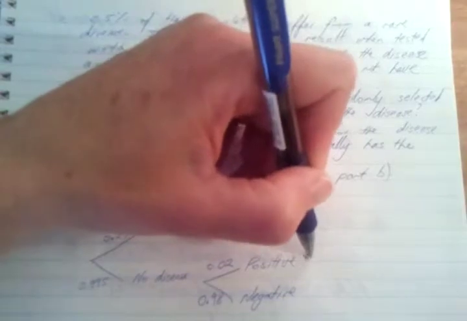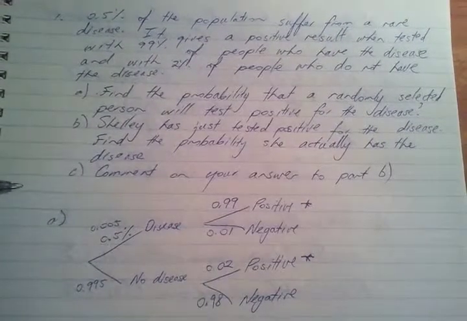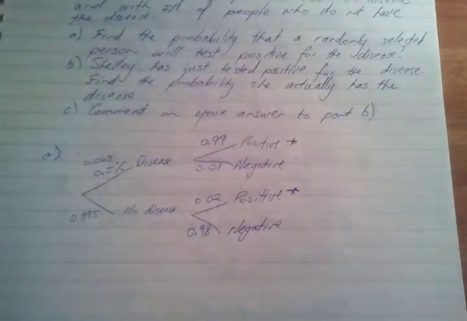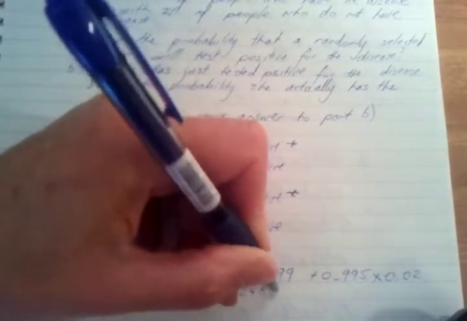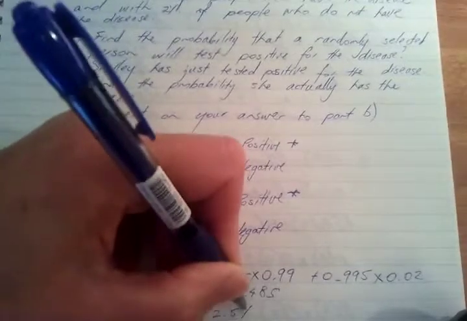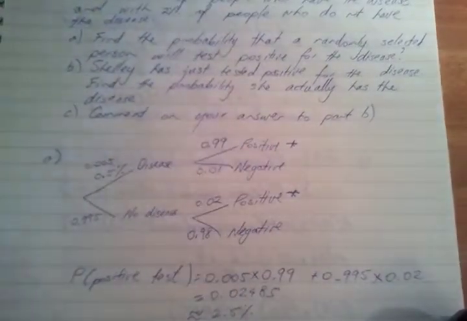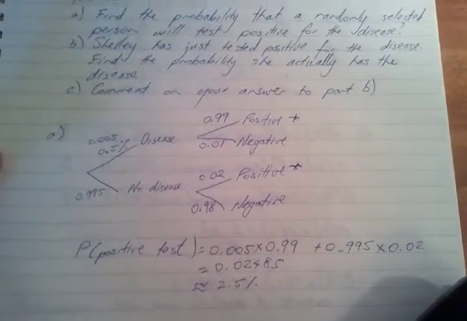So we've got these two branches here. So we need to multiply along and then add both of those branches together to get our final answer. That answer comes out to be 0.02485, or approximately 2.5%. Right? So we'll get a positive test if we just randomly pick someone about 2.5% of the time.